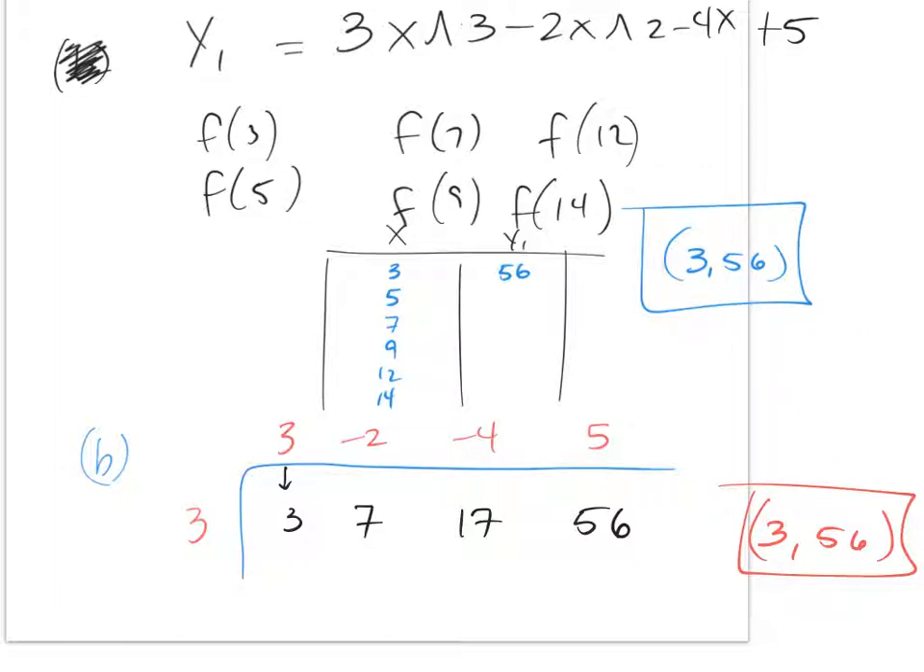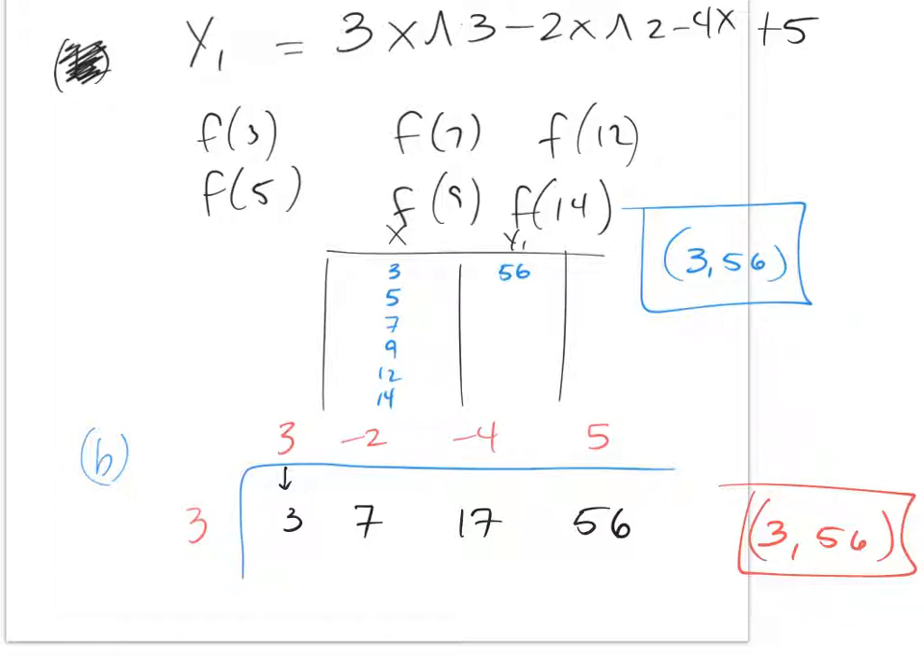Isn't the remainder though 56 over x minus 3? No, that's the fractional part of the answer, of the quotient. But the remainder itself is just 56. Remember? Like with long division, when you did 56 divided by 5, the remainder was 1, not 1/5. The fractional part is 1/5. The remainder itself is just 1. So the remainder is always the y-coordinate.